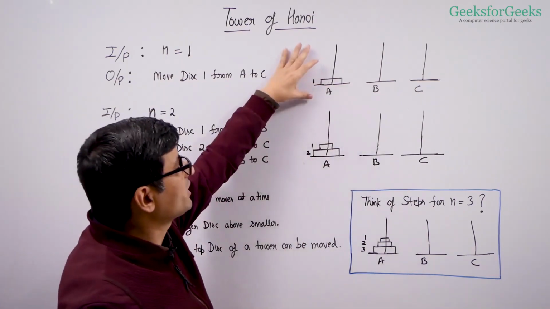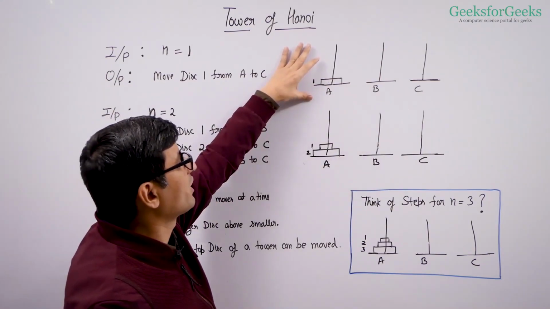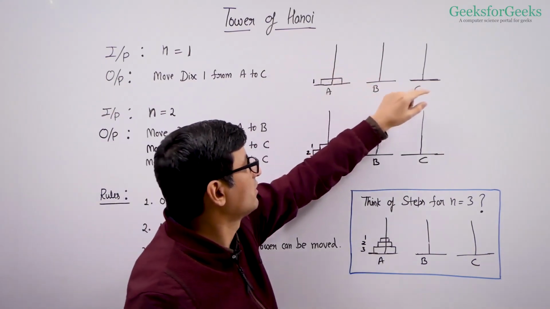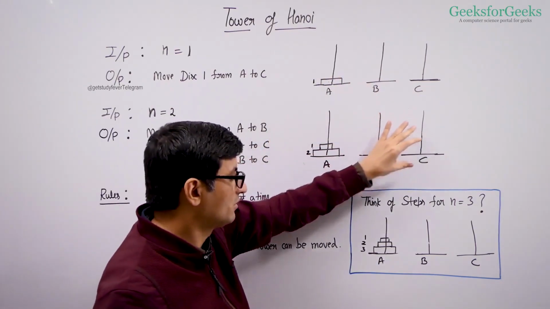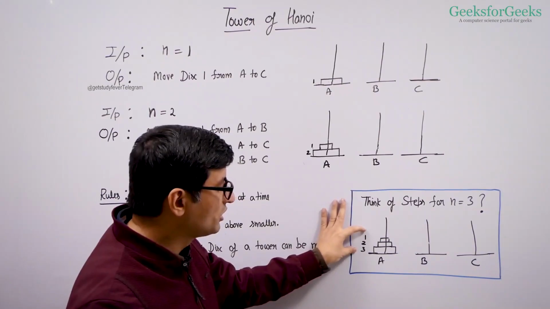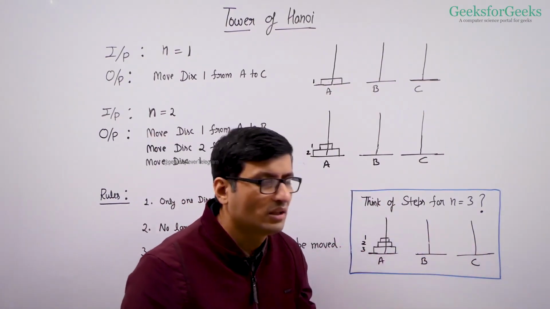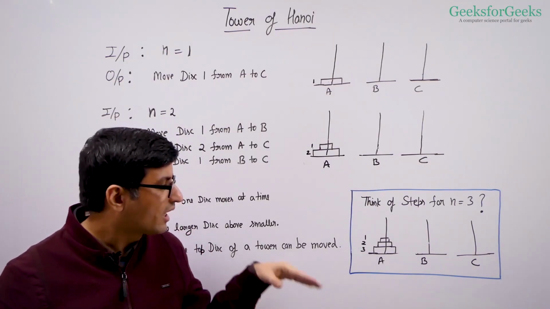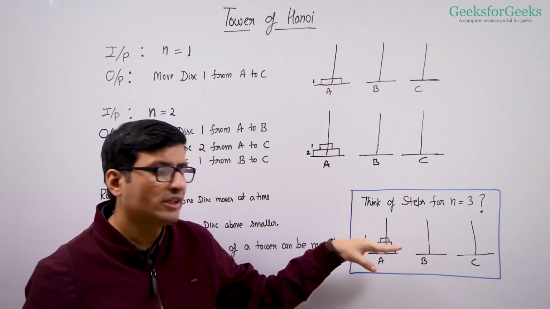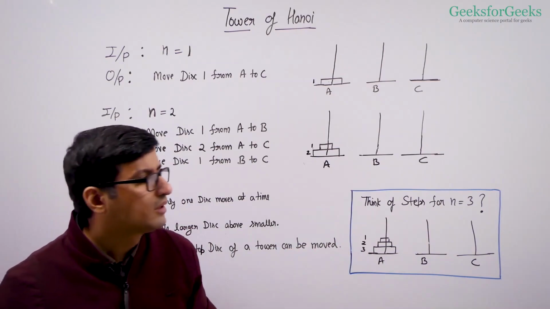So for example, in this particular question, when we have one disk, we need to move this disk to here. In this example, we have two disks, we need to move these two disks here. In this example, we need to move these three disks from here to here. And when we are moving these disks, we need to move them in the same order. The largest one should be at the bottom and the smallest one should be at the top.